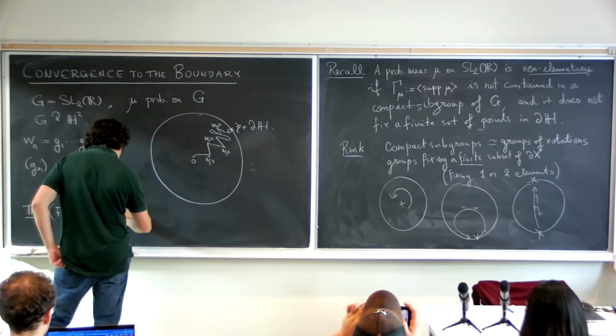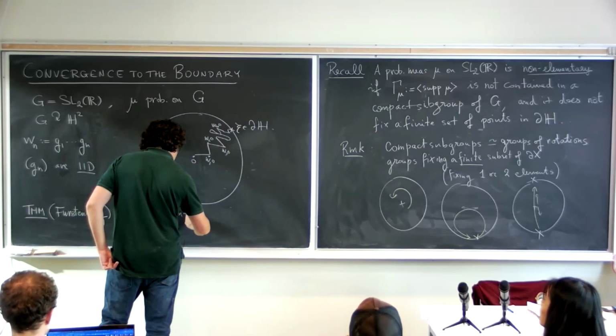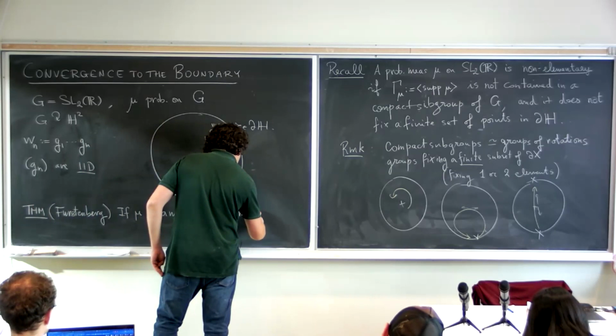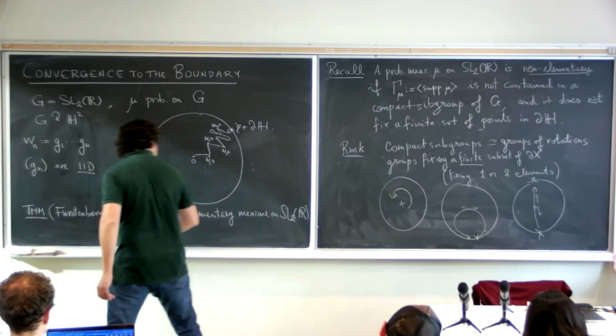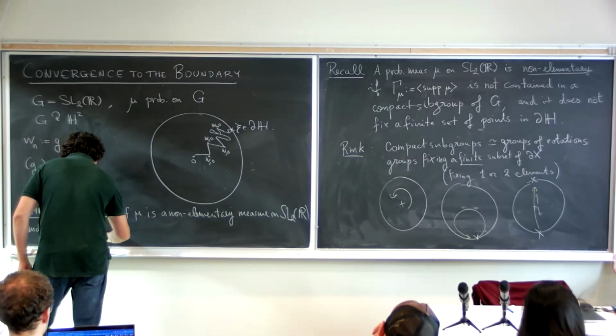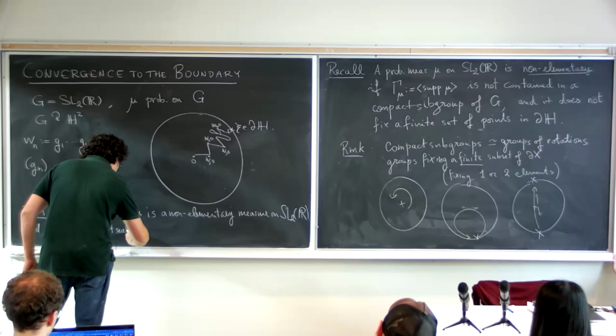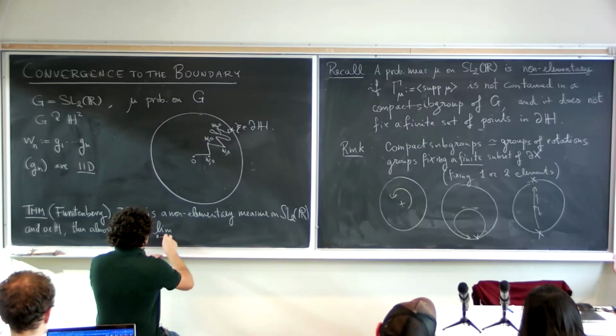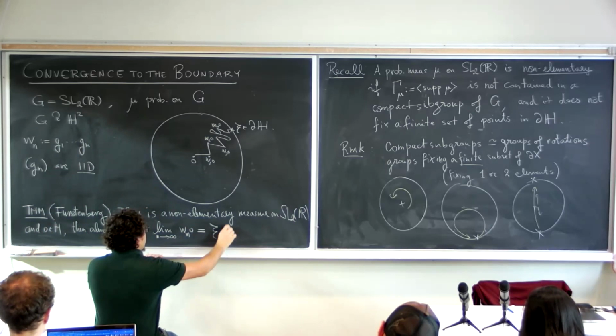So if mu is a non-elementary measure on SL2R, and o is a base point, so a point in the disk or hyperbolic plane, then almost surely this limit exists. The limit as n goes to infinity of w_n o equals some psi, in the boundary of H, exists.